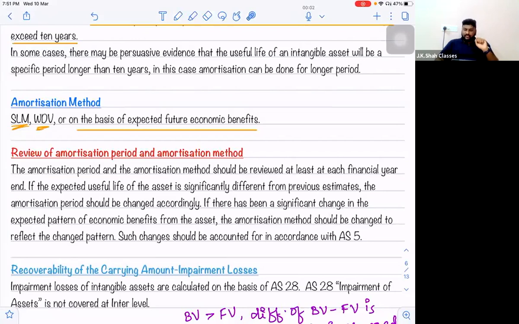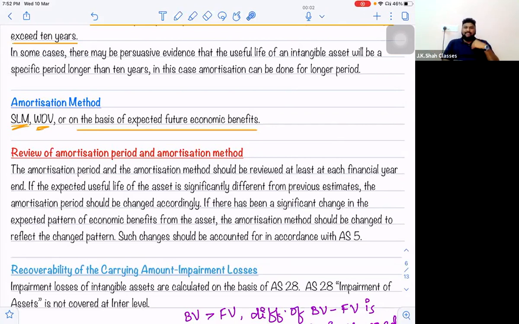But generally, in Income Tax Section 32, that is for depreciation, the Income Tax Act has clearly said that depreciation can be charged on intangible assets at 25% WDV method. So technically, everybody in their books of accounts will follow the straight 25% WDV method, because it is the same as income tax. So nobody goes for SLM or on the basis of economic benefit, because the Income Tax Act has given 25% WDV method on intangible assets.